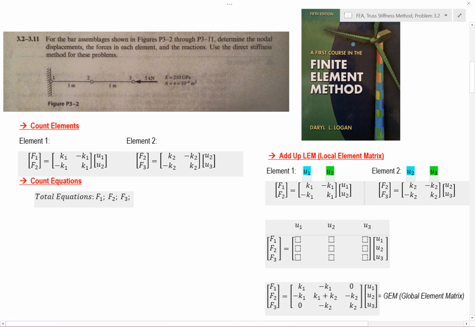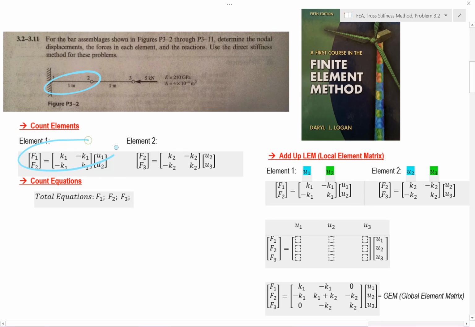Okay, so I'm going to be working out a finite element method problem here. This is the 5th edition, and I'm going to work out this problem for you guys. We're going to be finding displacements and forces in here. So first thing we do is we look at the problem and we count our elements.